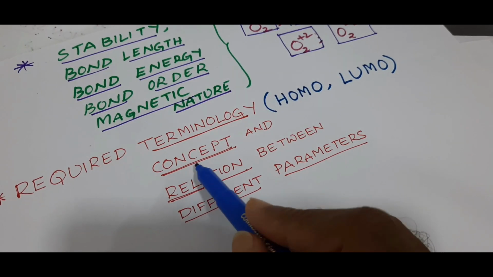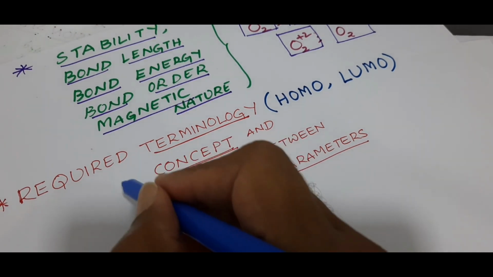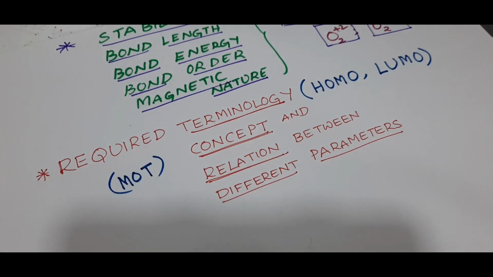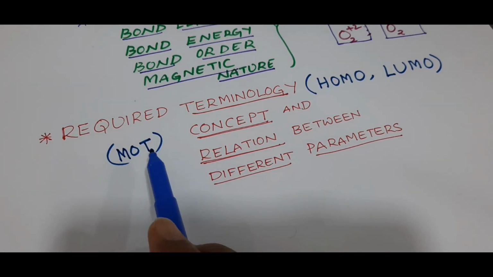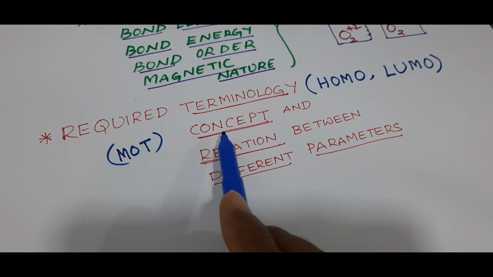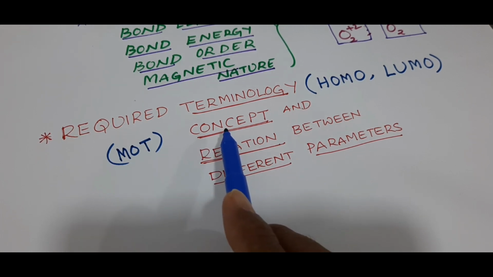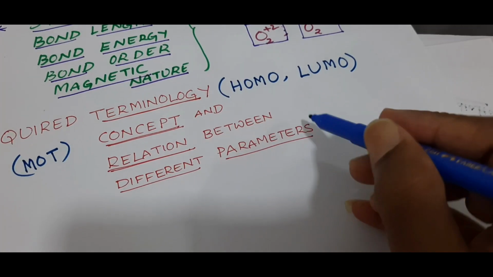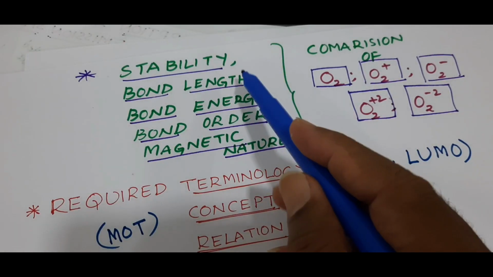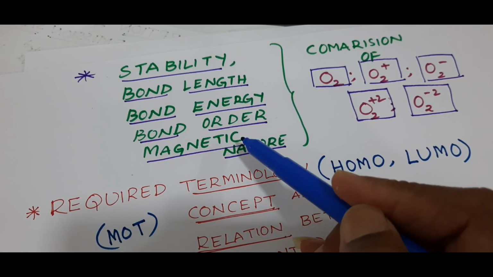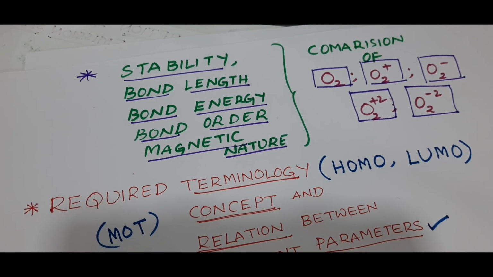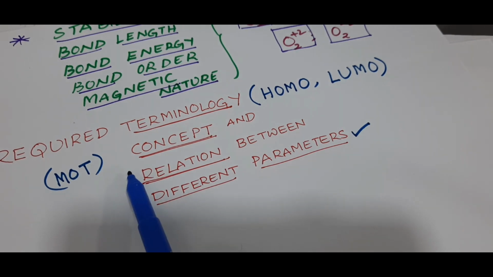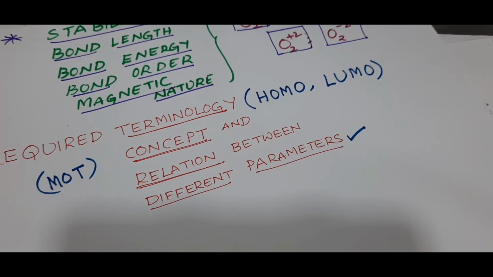And what is the concept? Molecular orbital theory. Students must have knowledge of molecular orbital theory. If the student has no such knowledge of molecular orbital theory, this video is not fruitful to you. And the relation between different parameters. Here the parameters are stability, bond length, bond energy, bond order and magnetic nature. Of course, I will supply some information regarding HOMO, LUMO and molecular orbital theory.